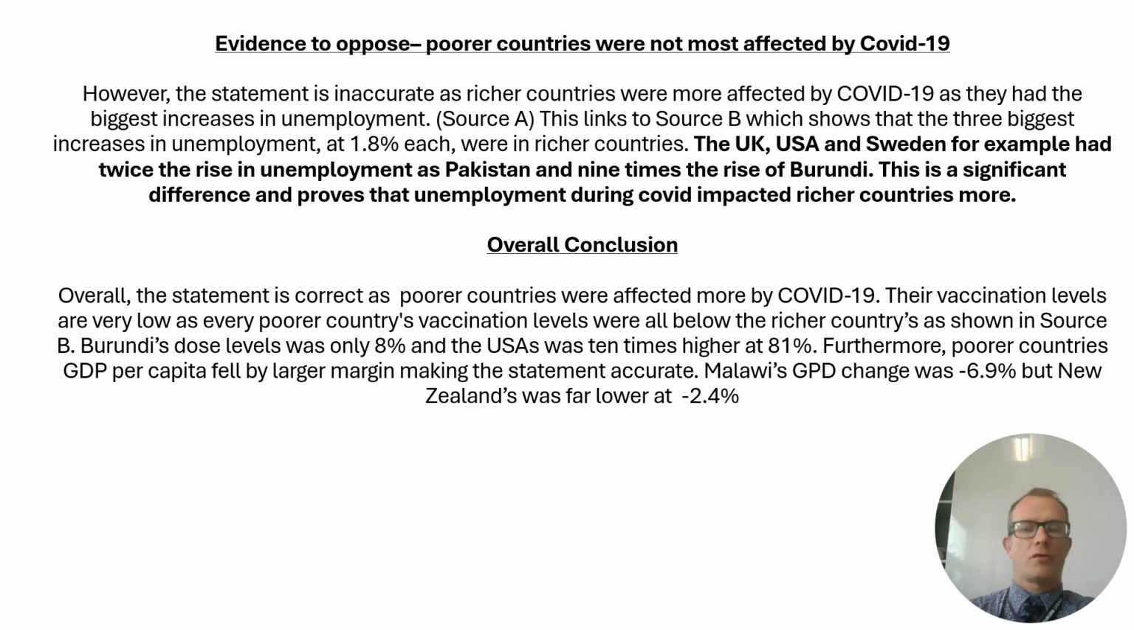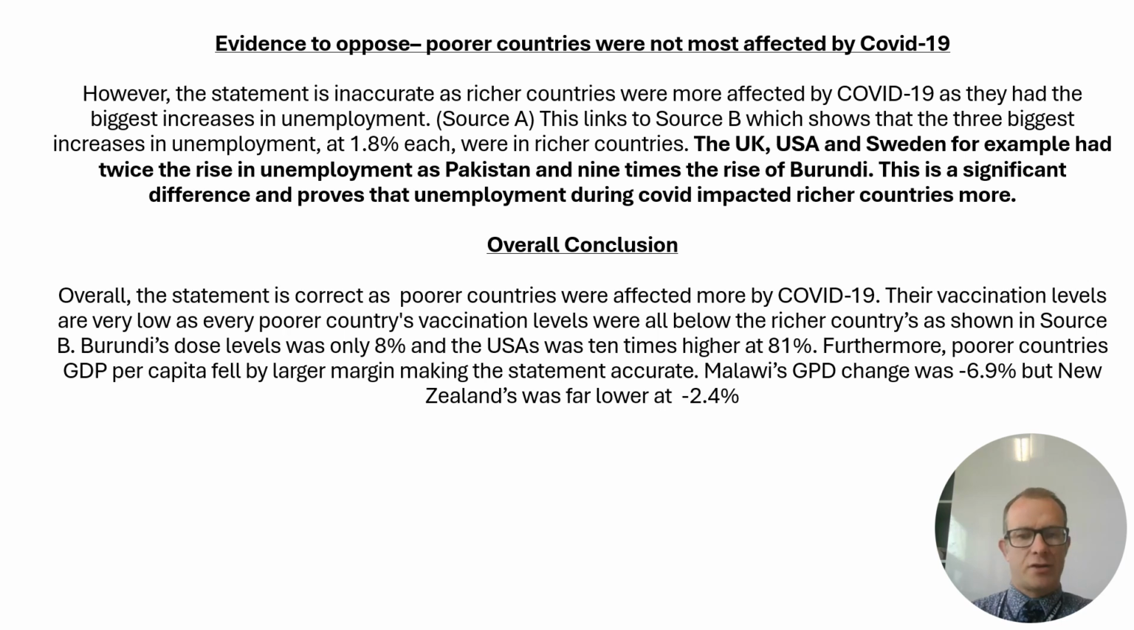So overall, to finish off this answer to the objective selective question, you must make a clear judgment. So overall, is it accurate to state that poorer countries were most affected by COVID? I would say yes, it is. That poorer countries were most affected. So the statement is correct or accurate.